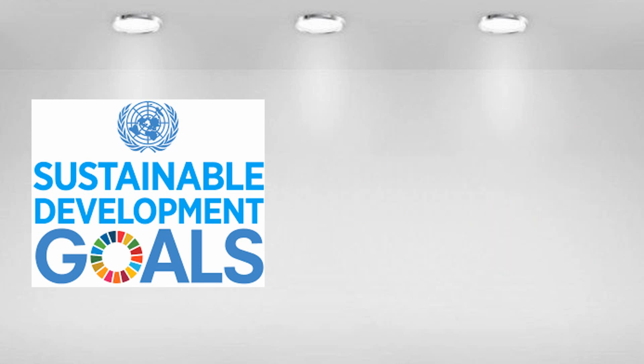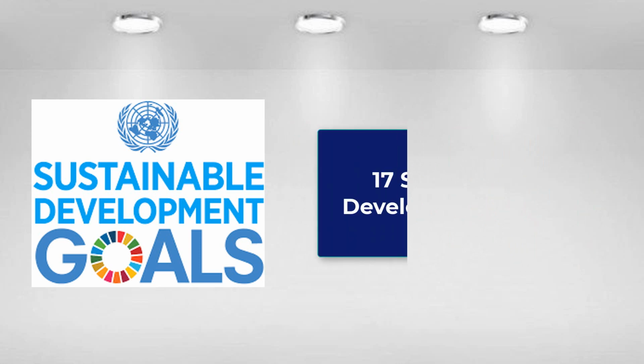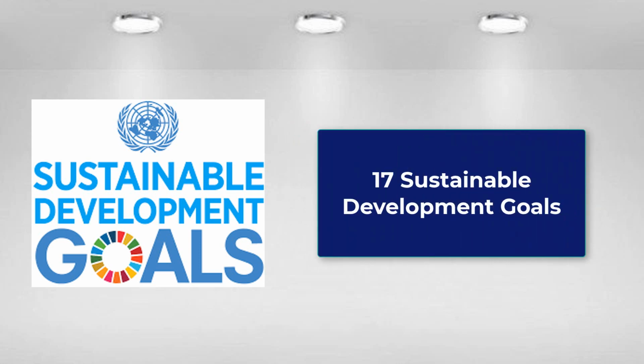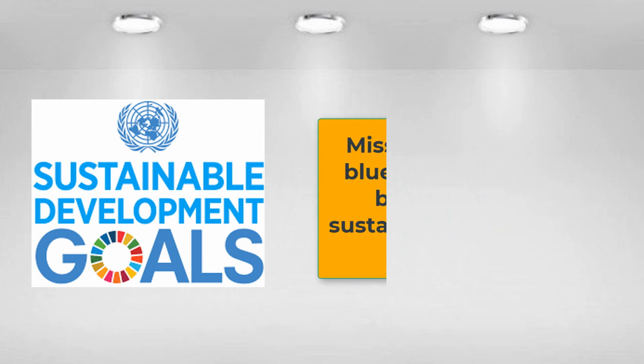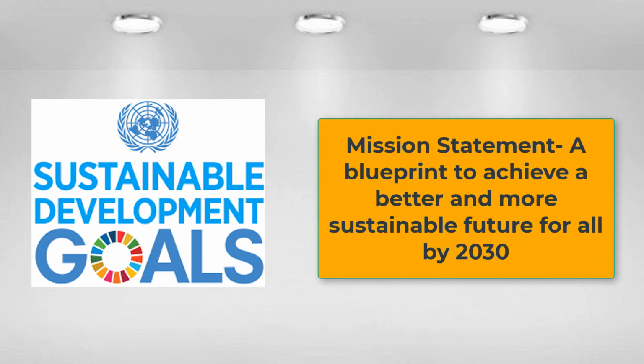So now let's discuss the 17 sustainable development goals. Always keep in mind that there are 17 sustainable development goals and 8 millennium development goals. Now these 17 sustainable development goals are very interlinked with the global goals. And the mission statement of the sustainable development goals was that it is a blueprint to achieve a better and more sustainable future for all by the year 2030.